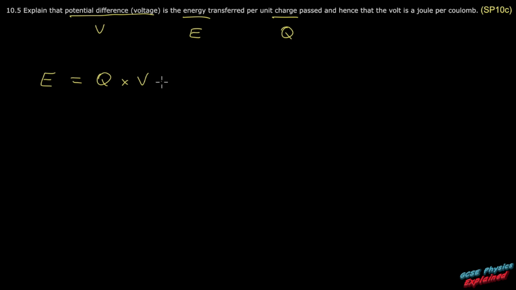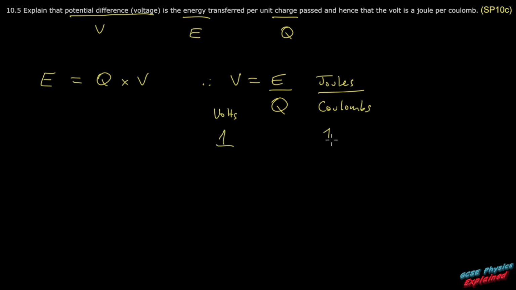Now what they're just saying is if you rearrange that equation to get the voltage, so therefore voltage equals energy over charge. Voltage is measured in volts, energy is measured in joules, and charge is measured in coulombs. So all they're saying is that 1 volt is the same as 1 joule per 1 coulomb. Now you actually get a mark sometimes, just 1 mark, in an exam for knowing alternative units for a quantity.